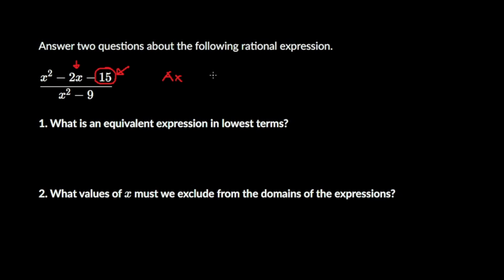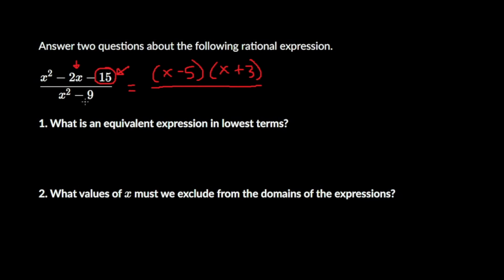Hopefully your teacher showed you that. But that is not the problem. So I'm thinking negative 5 and 3. Let's go ahead and write it down. X minus 5 and x plus 3. Okay, not bad. And let's double check, right? Negative 5 plus 3 is still negative 2. And then when you multiply them, that is negative 15. Good.